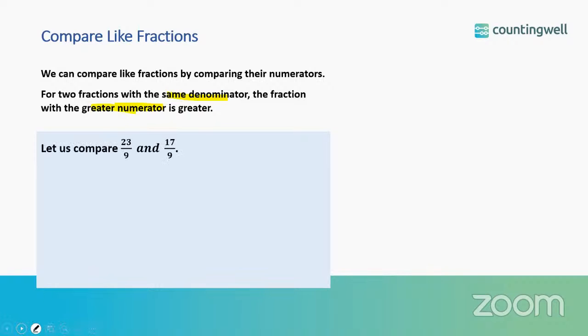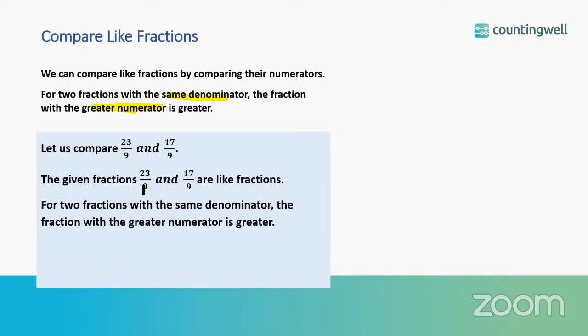Let us see one example. Let us compare 23 by 9 and 17 by 9. The given fractions are like fractions. As we can see, they have the same denominator. So let us compare their numerators. 23 is greater than 17. So what do we have? 23 by 9 will be greater than 17 by 9.